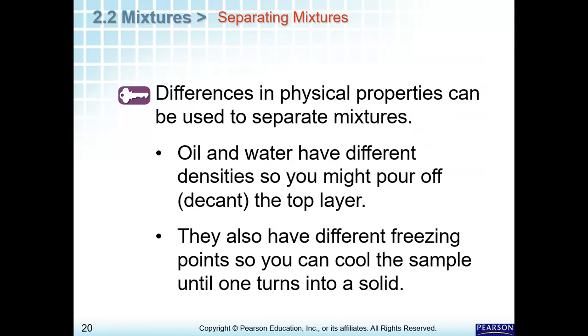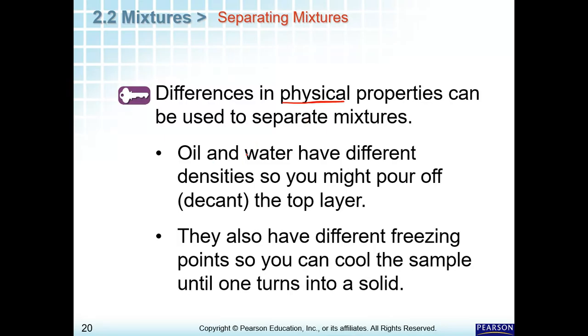Again, because they are physically combined, we are going to use physical properties to separate them. Remember, physical properties are things that we can observe and measure, and it doesn't change what the object is. So that's like mass, color, size, boiling point, densities.